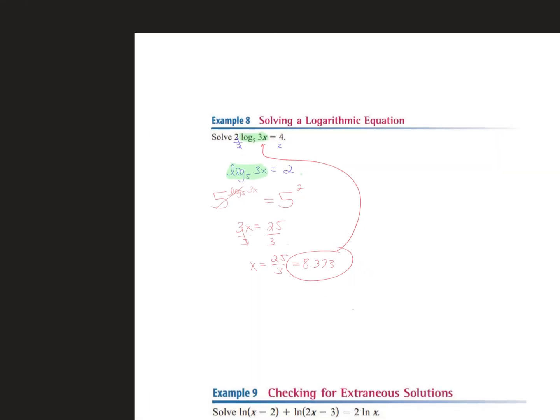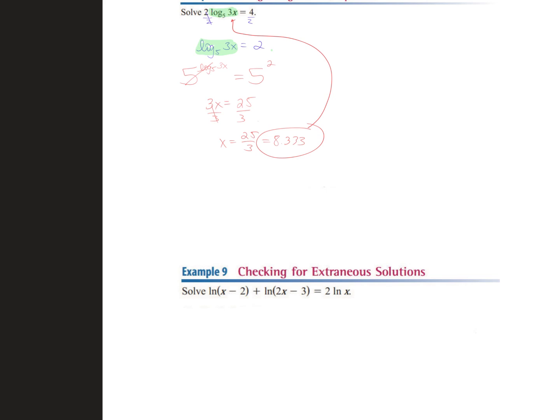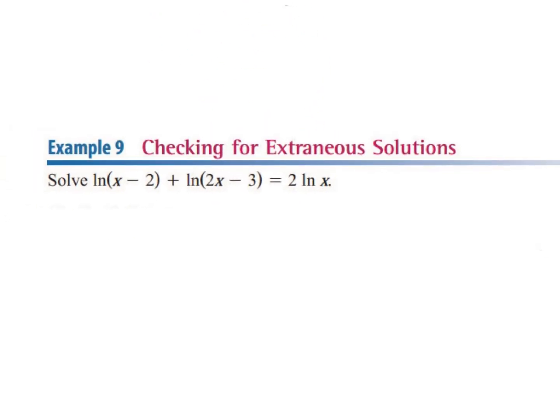Just always need to check and see if it's going to become negative. Now, what does this say right here, number 9? Checking for extraneous solutions. So what do you think might happen here? You might have an extraneous solution.